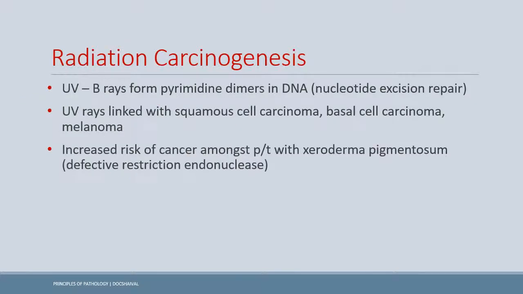Now, radiation carcinogenesis. In radiation carcinogenesis, we are going to see ionizing radiation and non-ionizing radiation. Okay, in non-ionizing radiation, the most important of them is UV rays, and amongst the UV rays, we have UVA, UVB, UVC.